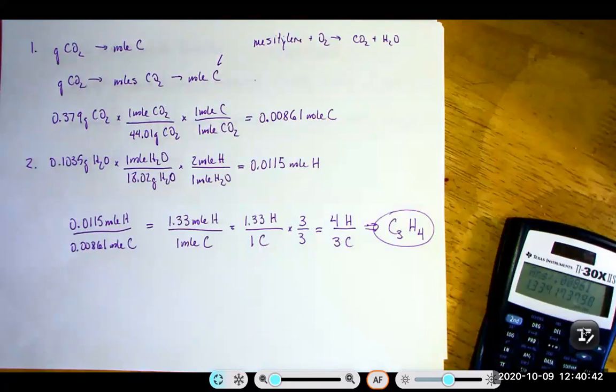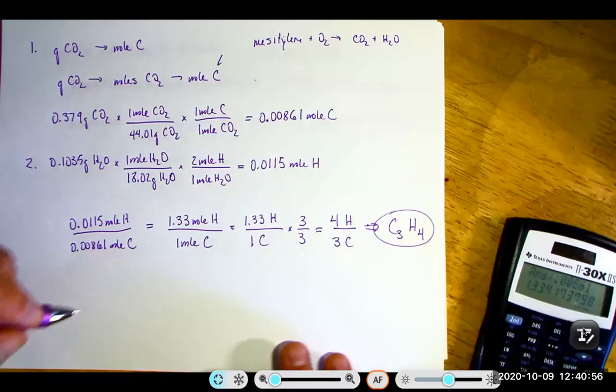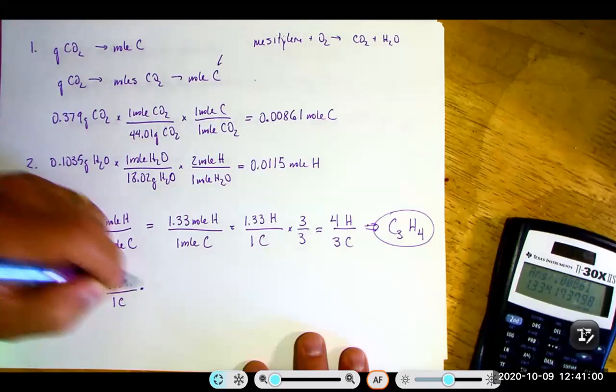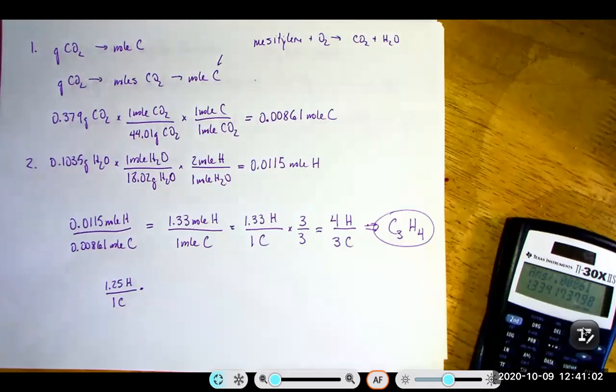If you're okay with that, let me know. Let me ask you this. What if you had gotten 1.25 hydrogen and 1 carbon? What would you multiply by? And you do it by 4.